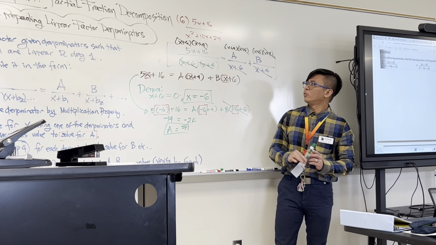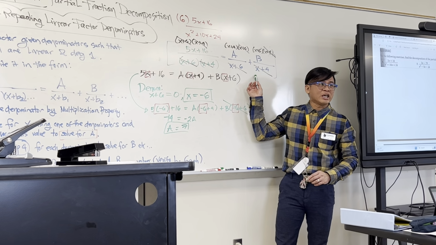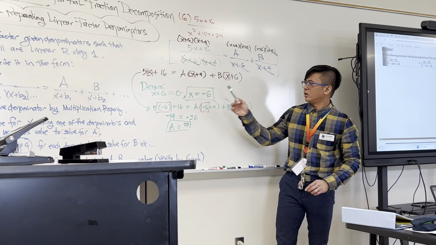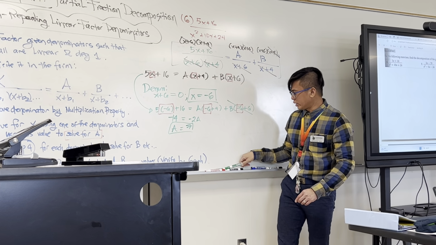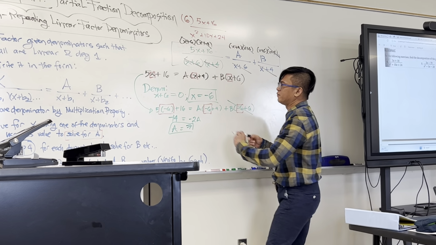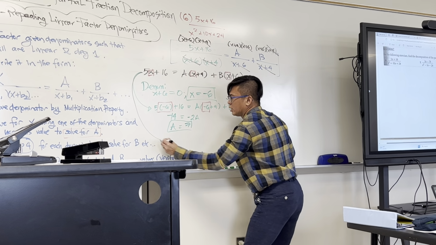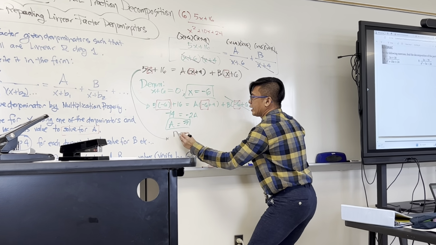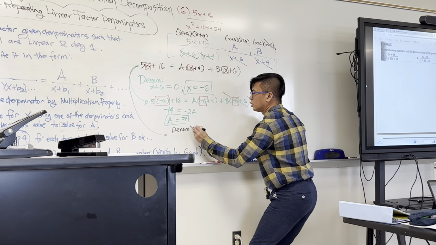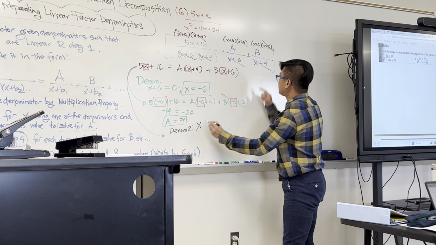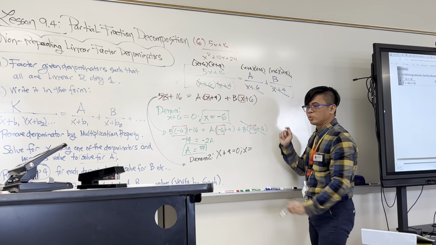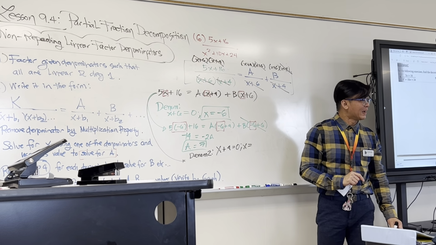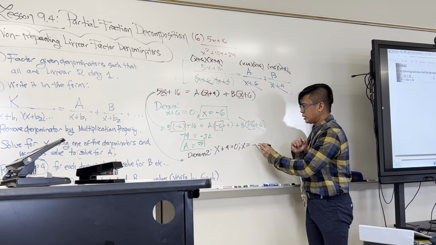Almost done. We just need to do the same thing on the second denominator, the x plus 4. So let's do that one in here, this time for x plus 4. Second denominator, and what is that? x plus 4 is equal to 0. Hence, your x in there is negative 4. So x equals negative 4.